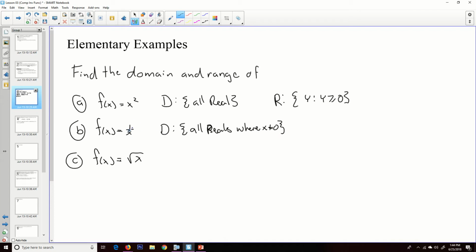I can plug in any other number, and I get a value out. All right, so my range is also going to be all reals where y is not equal to 0.